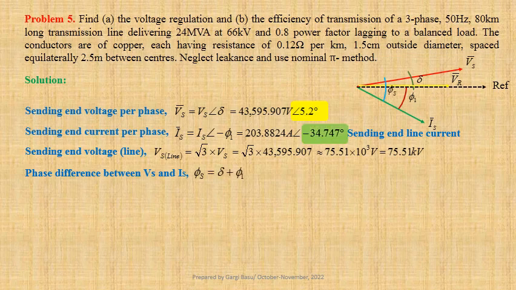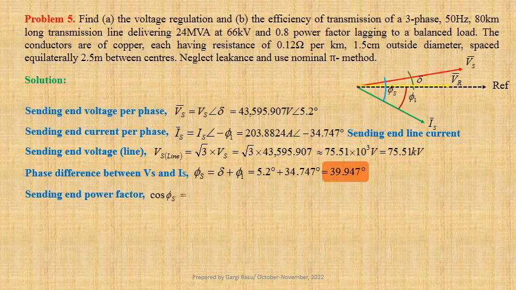Phase difference between Vs and Is, phi s equals delta plus phi 1. Using values we get 5.2 degree plus 34.747 degree. That gives us 39.947 degree. Let us now calculate sending end power factor. Cos phi s equals cos of 39.947 degree. That gives us 0.76664 lagging.